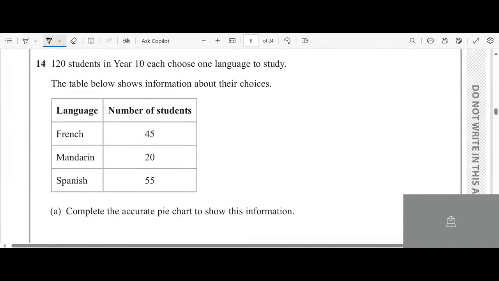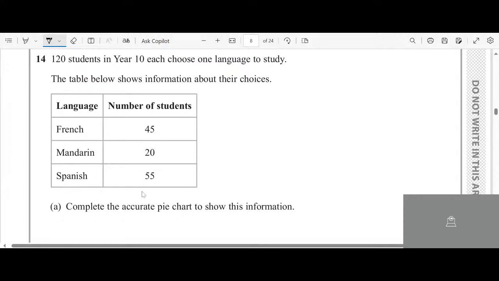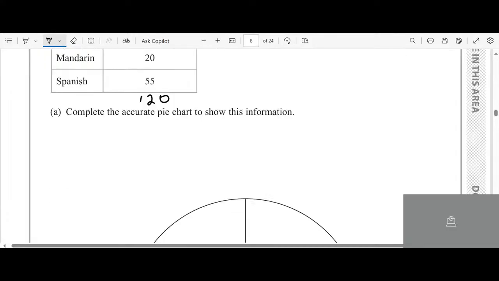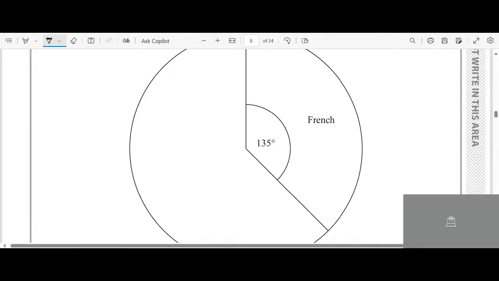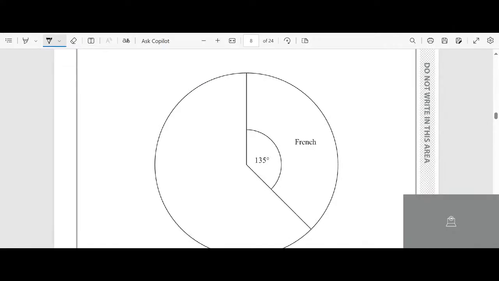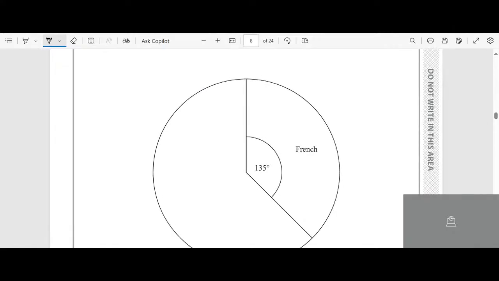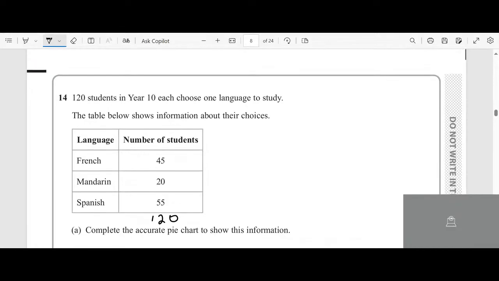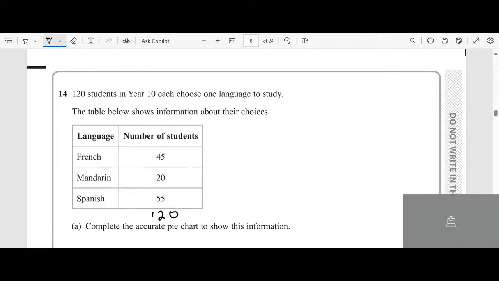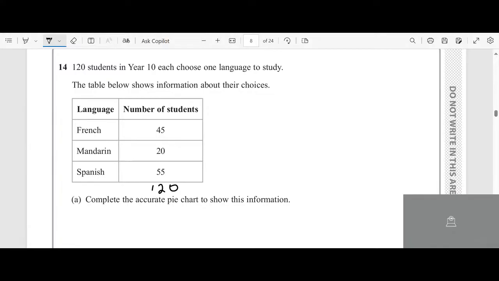We can proceed now to question 14. 120 students. The total of these students is 120. You can confirm by adding, which is true. The table below shows information of the students. So complete the pie chart. You can see the pie chart is here. Here we need to have a protractor, but I'll be using a small sketch because my device doesn't have that capacity. So how did they get the degrees?